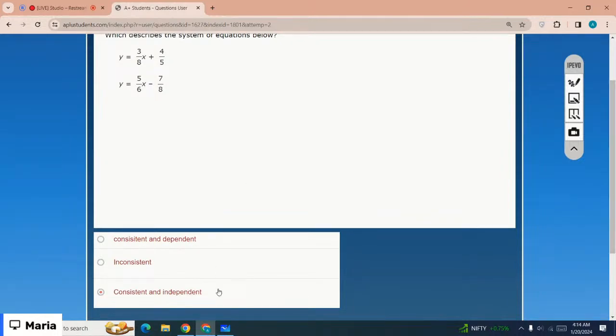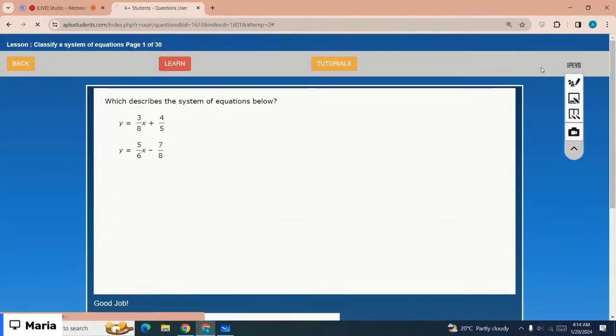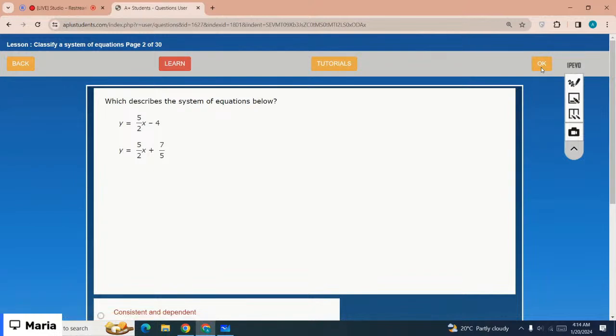The system is consistent and independent. Option number 3 is the correct option. The system is consistent and independent. Got it? When the slopes are different, the system is consistent and independent. Got it?